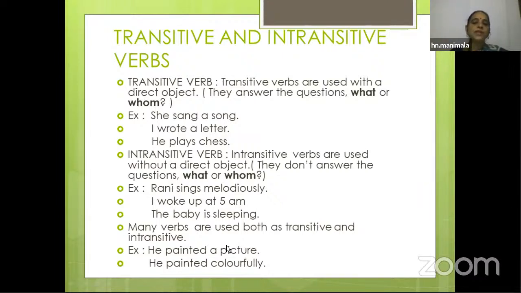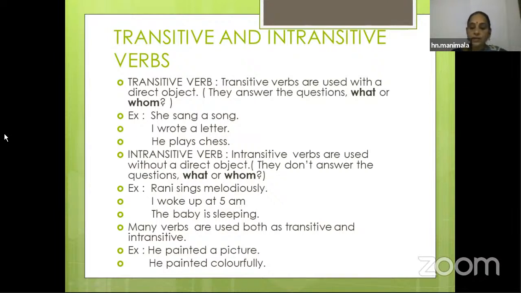For example, here we can see: he painted a picture. He painted colorfully. In the first sentence, you have an object. In the second sentence, there is no object. So only how it is painted is given. The first question is answering what? He painted what? A picture. And the second one is answering how: he painted colorfully. So only for what and whom do we use a transitive verb. For others, we don't need to use the transitive verb.